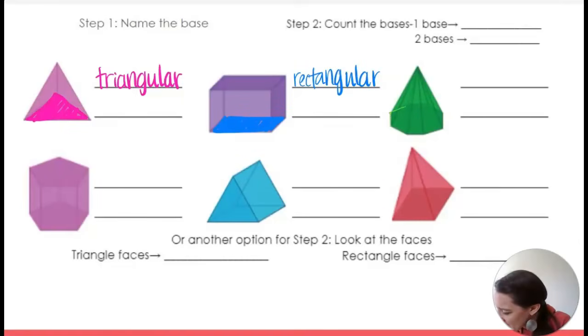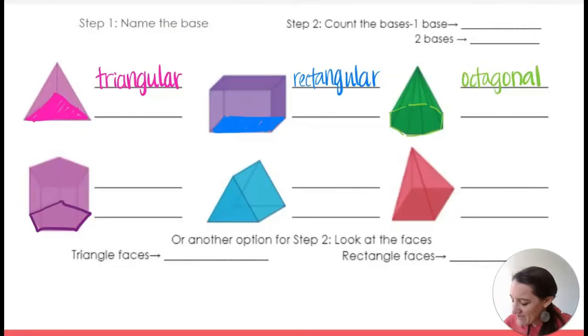This has 1, 2, 3, 4, 5, 6, 7, 8 sides. So we're going to make it sound cool and not say octagon. We're going to call it, let me see if I can spell it correctly. Octagonal. Whew, there we go. All right, down here we have 5 sides. So this one's going to be called a pentagonal.